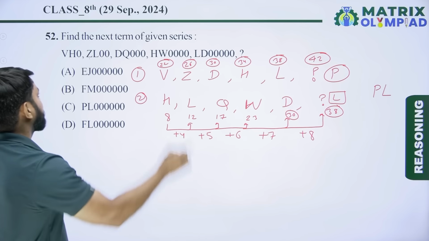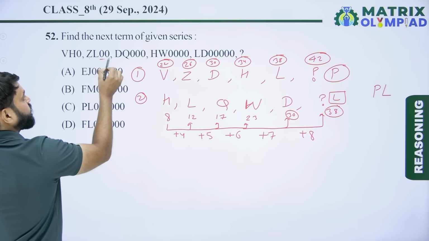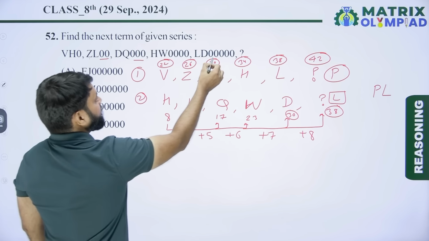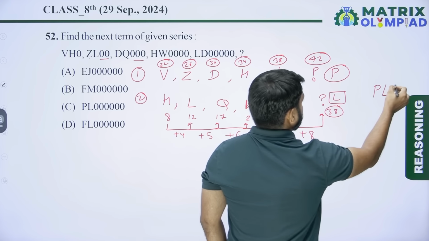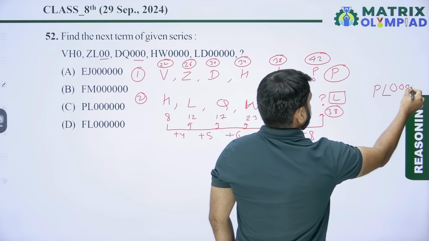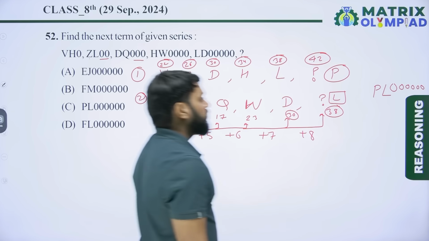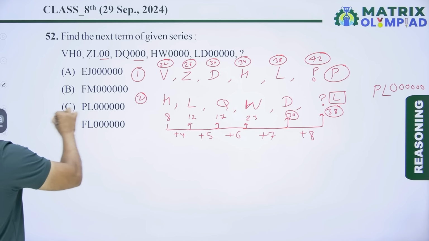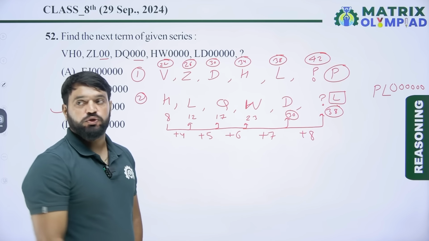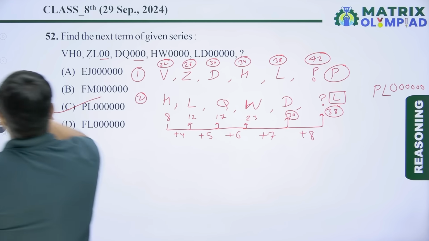Now the number series: single 0, 2 times 0, triple 0, 4 times 0, 5 times 0. Now next is 6 times 0: 0, 0, 0, 0, 0, and again 0. So option C is the correct answer of this question. Let's move on to the next question.